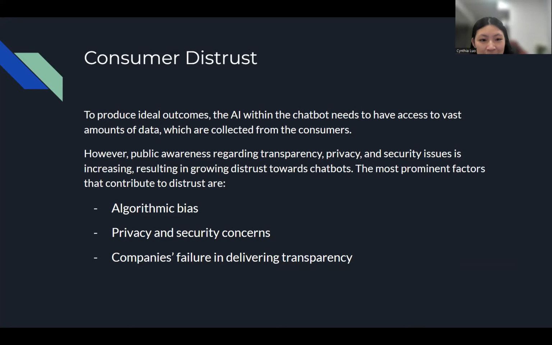Nonetheless, the chatbot has its problems. To produce ideal outcomes, the AI within the chatbot needs to have access to vast amounts of data, which are essentially collected from the consumers. However, public awareness regarding transparency, privacy, and security issues is increasing, resulting in growing distrust toward chatbots. The most prominent factors that currently contribute to chatbot distrust are algorithm bias, privacy and security concerns, and companies' failure in delivering transparency.